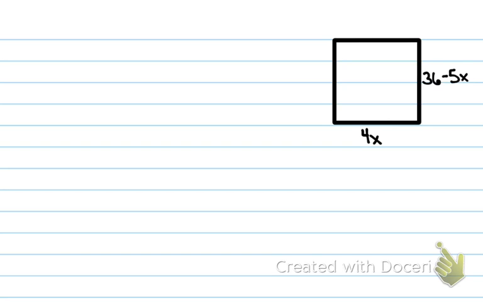That they're all equal. So even though these expressions look different, we know that once we have the value for x and we plug it in, the sides are going to be the same. Because we know that all the sides are equal, we can set these sides equal to each other. All sides of a square are equal, so that means that 4x has to equal 36 minus 5x. So now solve for x.